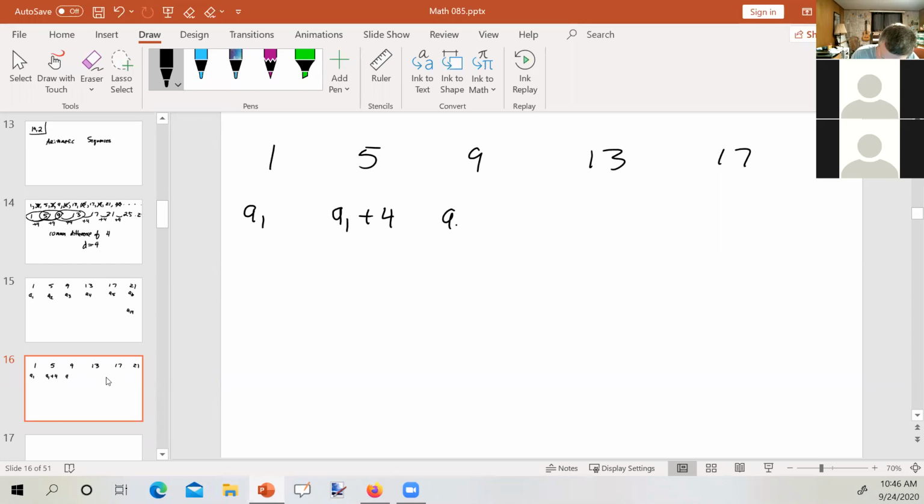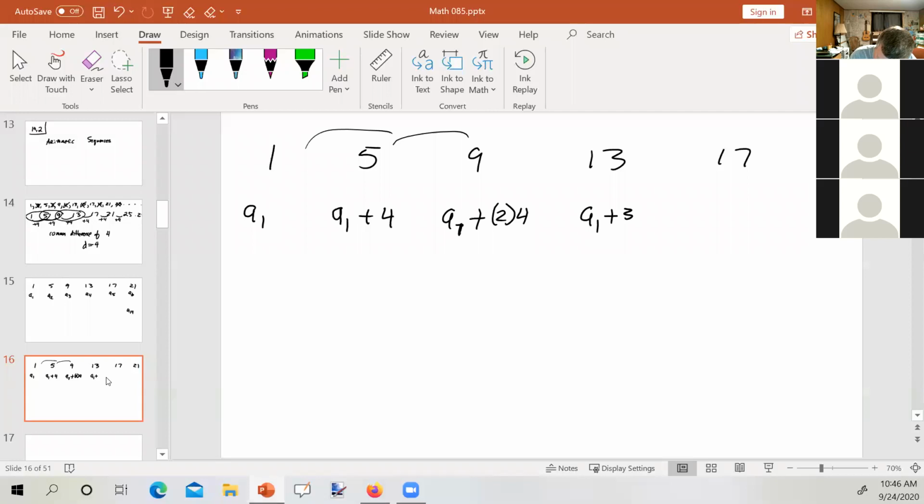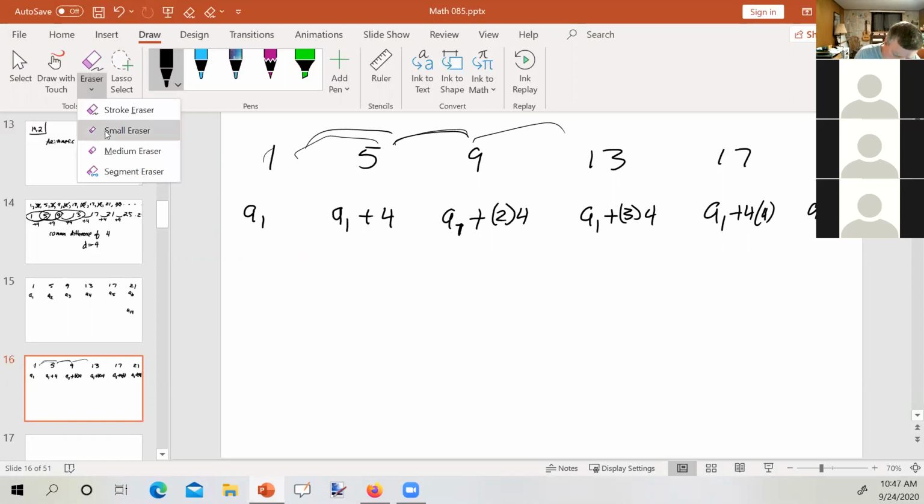The next term would be a sub 1 plus 2 times 4, because we added 4 and then we added 4. The next term would be a sub 1 plus 3 times 4, because we started with the first one, we added 4 once, twice, 3 times. This term would be a sub 1 plus 4 times 4. This term would be a sub 1 plus 5 times 4. Any questions? All right. In fact, let's go back here. And I could actually write this as 1 times 4. Okay. I don't really need the 1.